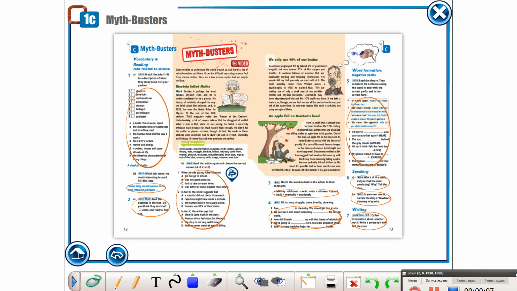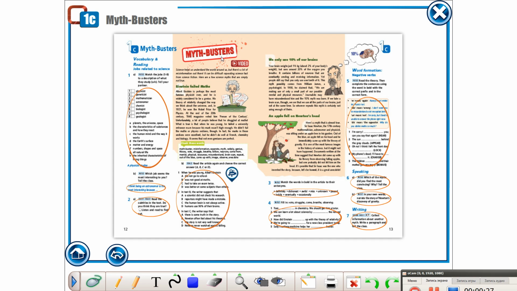How are you today? What day is it today? What's the weather like today? What film did you watch? What are you interested in? What about Mythbusters? Yes, today the topic of our lesson is Mythbusters.